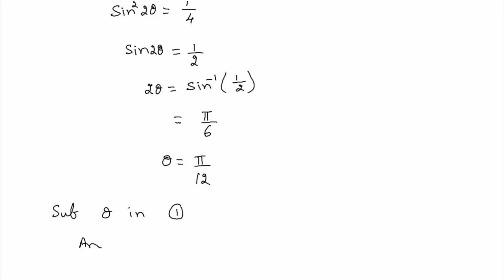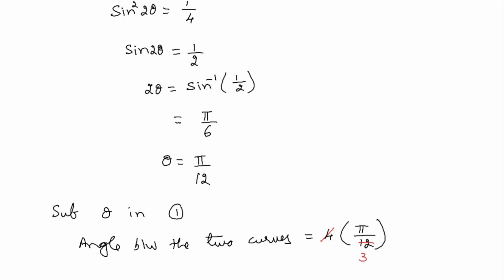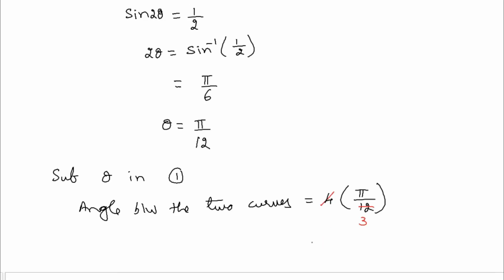So we have the angle between the two curves equal to 4 times theta. The theta value is nothing but pi by 12. If you cancel, you get 4 once and 4 three times. So we get the solution to be pi by 3. Hence the angle between the two curves is nothing but 60 degrees or pi by 3. So that's the required solution.